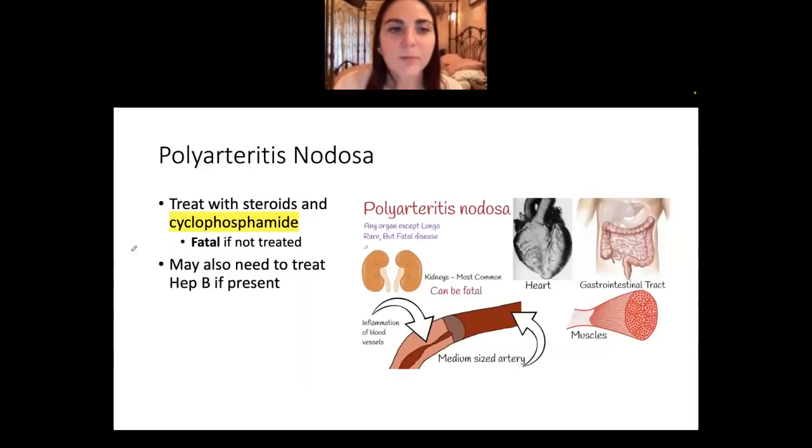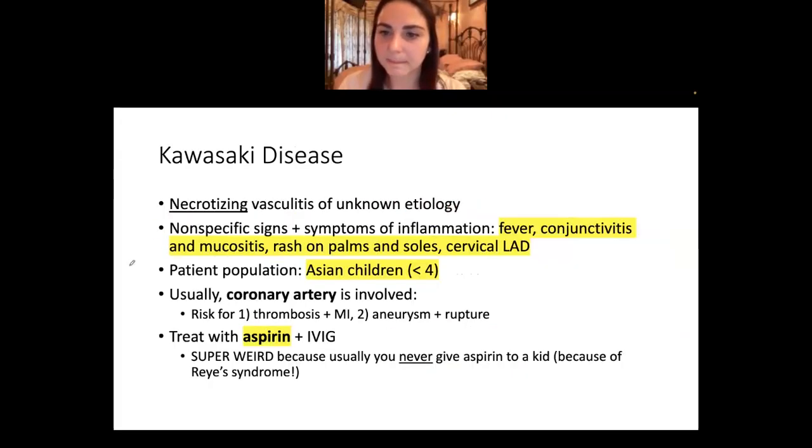Okay. More on this, you treat with steroids and cyclophosphamide. I highlighted cyclophosphamide because that's a chemo drug and you're giving it for a vasculitis, but they can actually be fatal if you don't treat it, especially because it just stops blood flow to a lot of your major organs, like your heart, your kidneys, your GI tract. So that's why you can also give steroids. I tend to notice cyclophosphamide a lot more. But again, if they have positive surface antigen for Hep B, you need to treat the Hep B. So just keep that in mind as well.